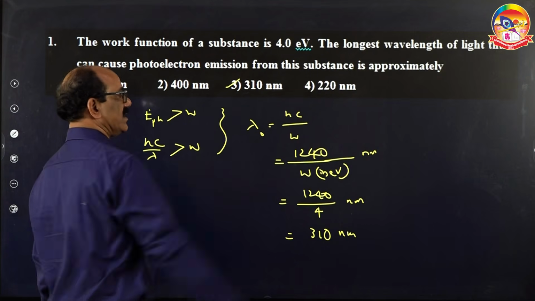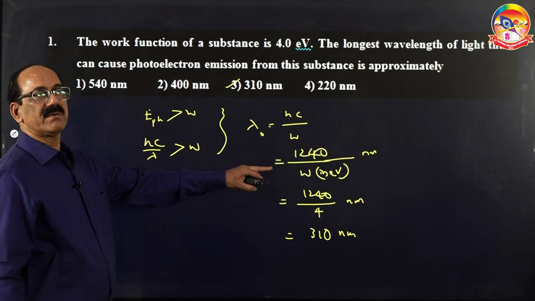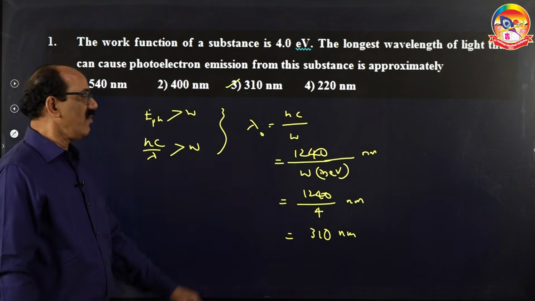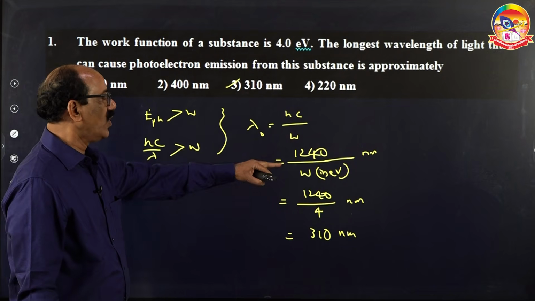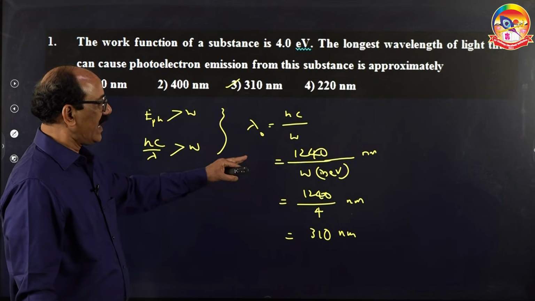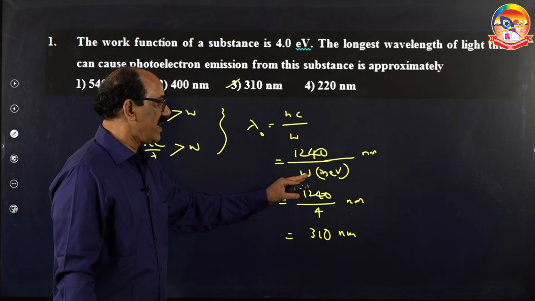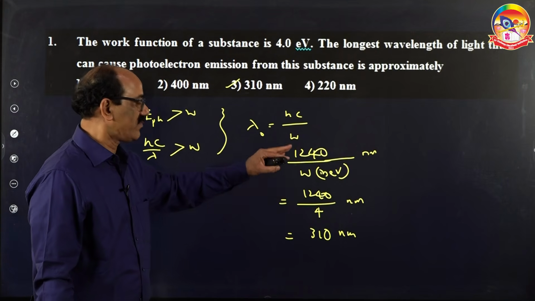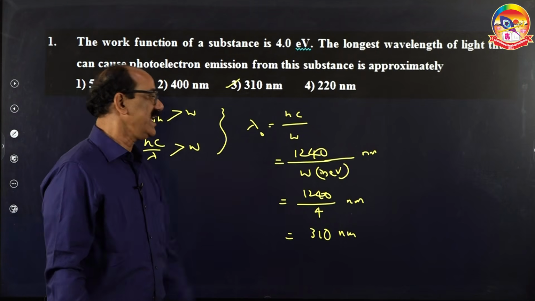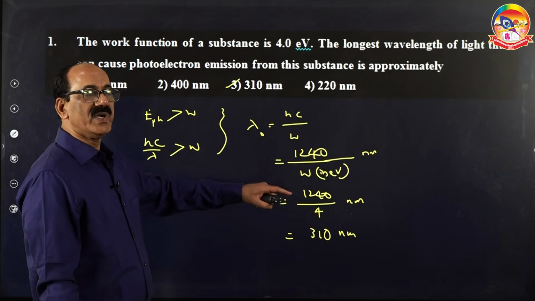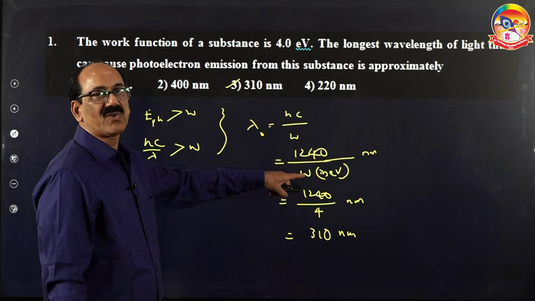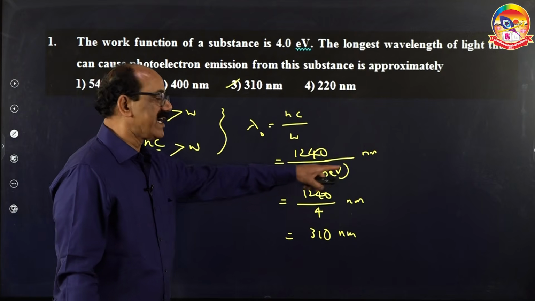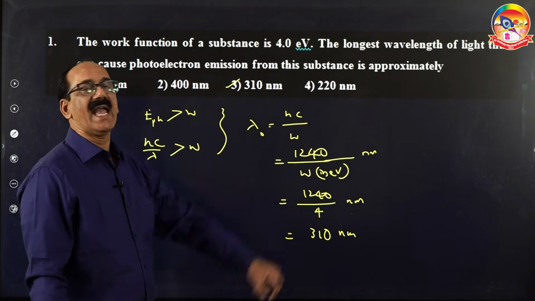So this shortcut relation is useful when you are given the work function or energy of the photon in electron volt. We can get the wavelength as 1240 by energy of the photon or work function in electron volt, so that we will get it in nanometer. If you want it in angstroms, it is 12,400 by work function in electron volt or energy of the photon in electron volt, we will get it in angstroms.